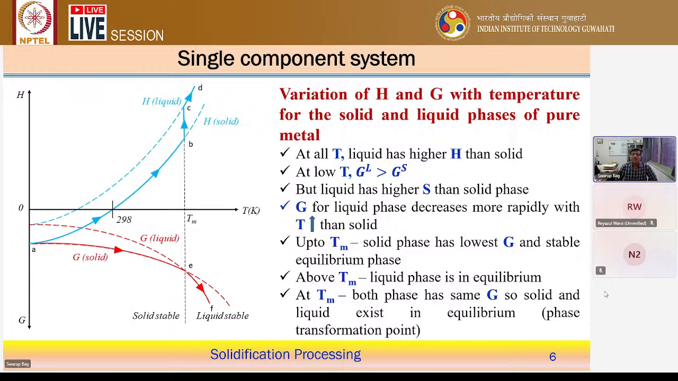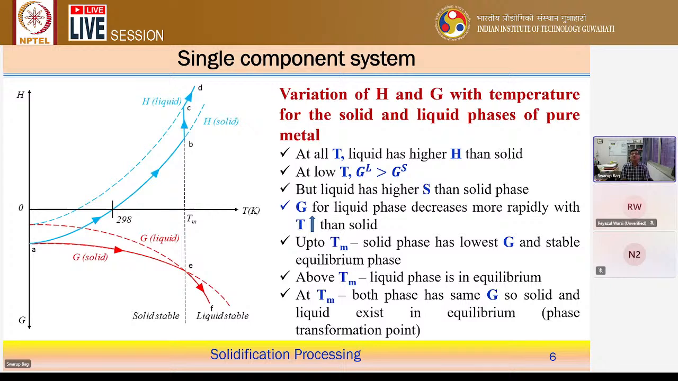But up to the melting point temperature, the solid phase has the lowest G. That means the solid phase has the lowest value of the Gibbs free energy, so it is the stable equilibrium phase, because the Gibbs free energy is the lowest in this case. But above the melting point temperature, the liquid phase is in equilibrium, which means the liquid phase has the lowest value of G. But at the melting point temperature, both phases have the same value of G.